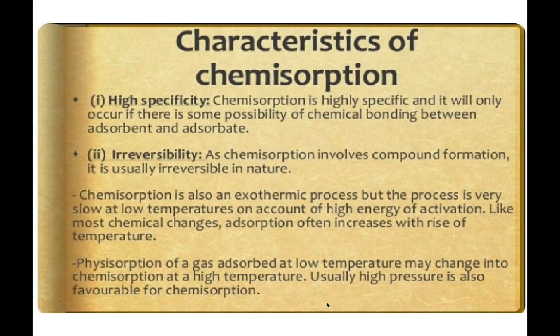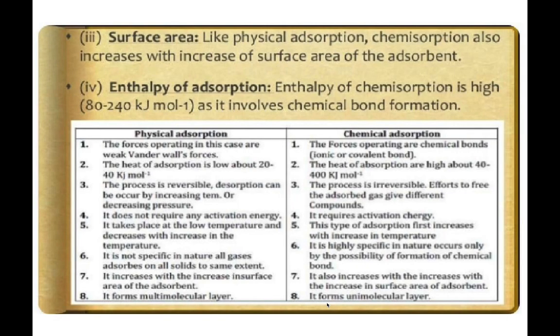Chemisorption is also an exothermic process, but it is very slow at low temperature because of the high activation energy. Like most chemical changes, adsorption will increase with increase in temperature. Physisorption of a gas adsorbed at low temperature will change into chemisorption at high temperature. Usually high pressure is also favorable for chemisorption. These points are all very simply mentioned here. Now surface area: like physical adsorption, chemisorption also increases with increase in surface area. And the enthalpy of adsorption is high because of the chemical bond formation involved.